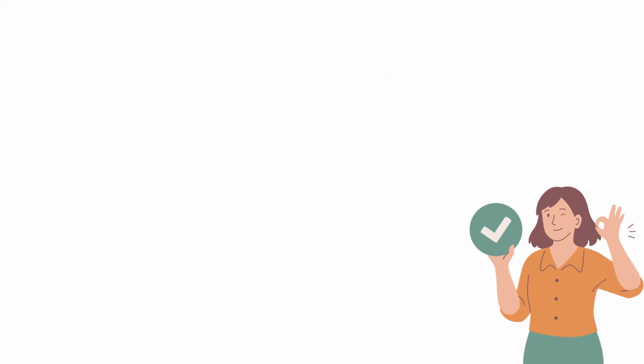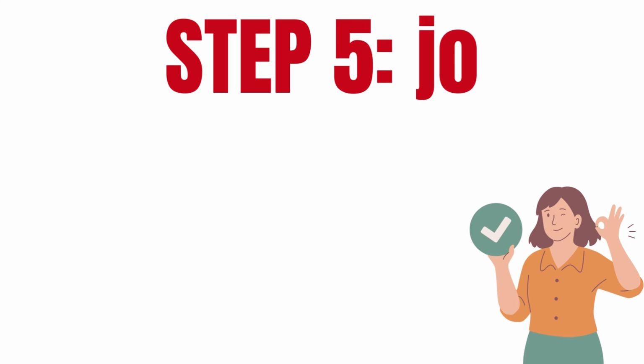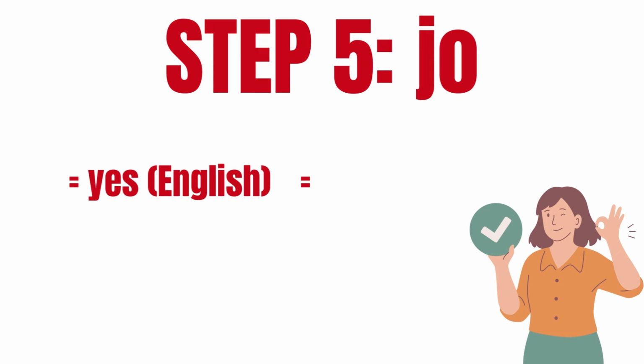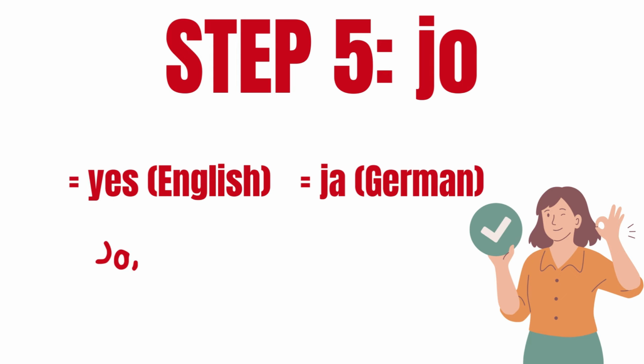Our fifth step, jo. Jo means yes in English and ja in Standard German. I'm sure you hear it very often when you're in Austria, jo. Now we combine some sounds we've already learned. For example, jo eia, meaning yes, me too.